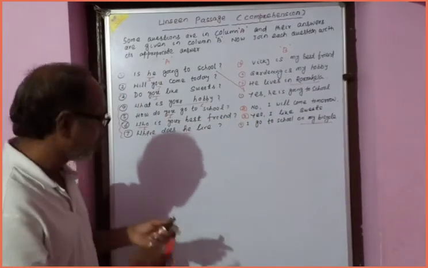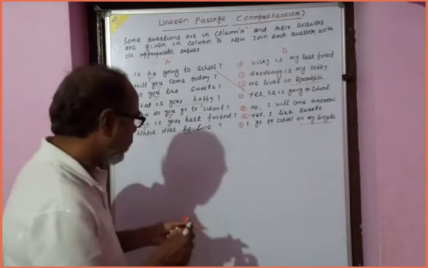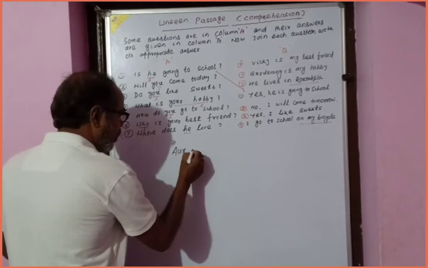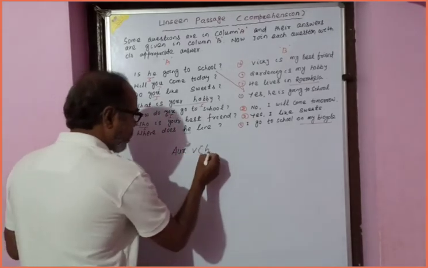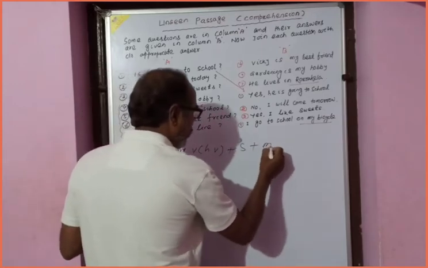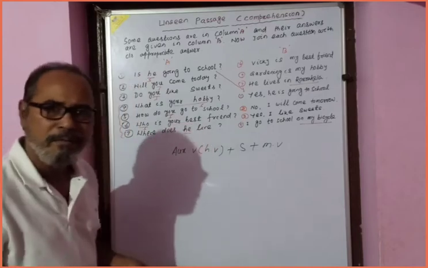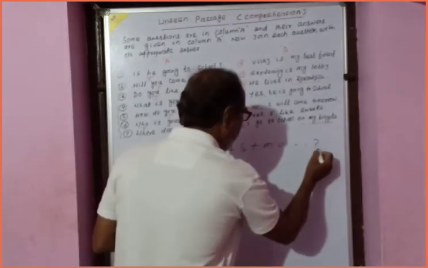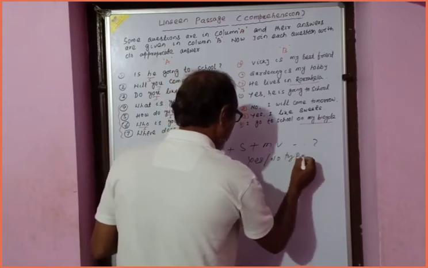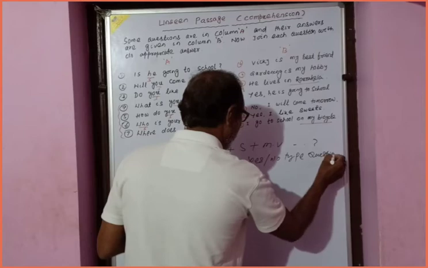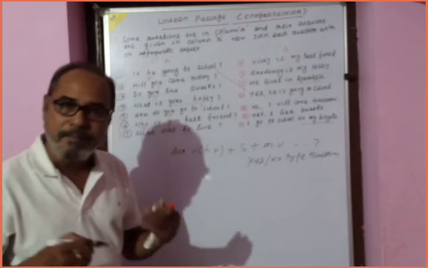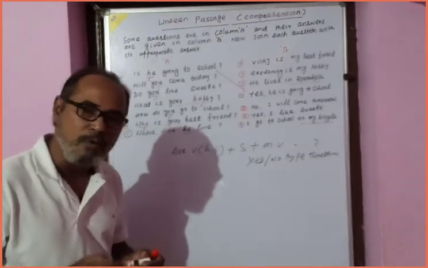Now first you should understand, my dear students, that first you will write the auxiliary verb, or we can write helping verb, plus subject plus main verb. This is the yes no type. In a yes no type question, first auxiliary, then subject, then main verb.